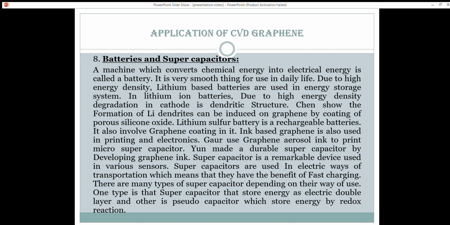There are many types of supercapacitor depending on their way of use. One type is the supercapacitor that stores energy as an electric double layer, and the other is the pseudocapacitor which stores energy by redox reaction. So there are basically two main types of supercapacitor. One stores energy by redox reaction, which is a pseudocapacitor. The other stores energy by electric double layer.